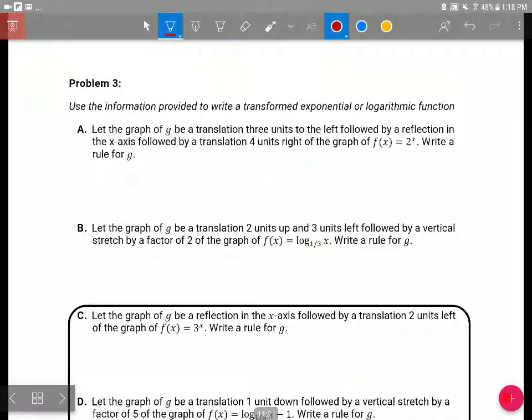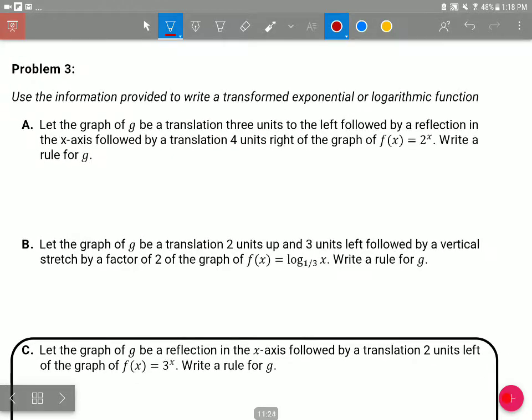All right. Let the graph of G be a translation 3 units to the left, followed by a reflection in the x-axis, followed by a translation 4 units. I don't want to go right. I want to go down. So scratch out the word right and let's go down. Of the graph, f of x is 2 to the x. So we're starting off with 2 to the power of x.